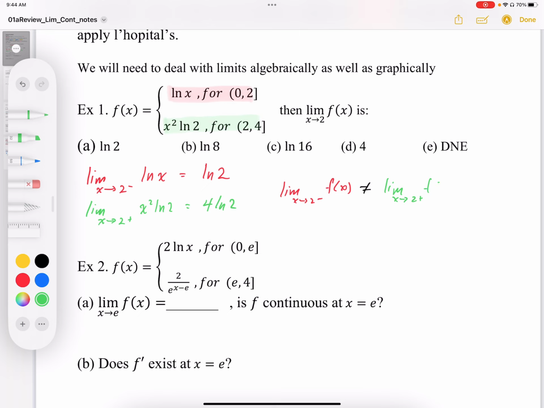So if that's the case, we say that the limit does not exist. Okay, so the limit does not exist in this case because the left-hand limit and right-hand limit are not the same.